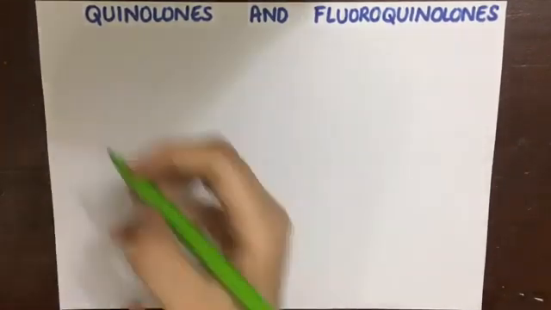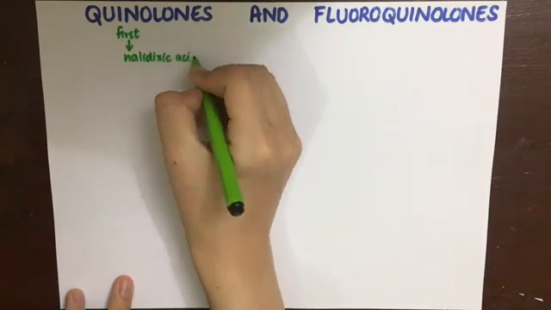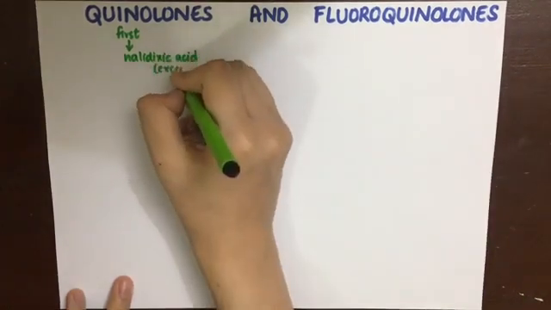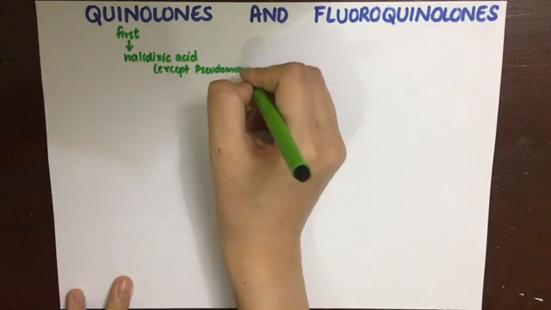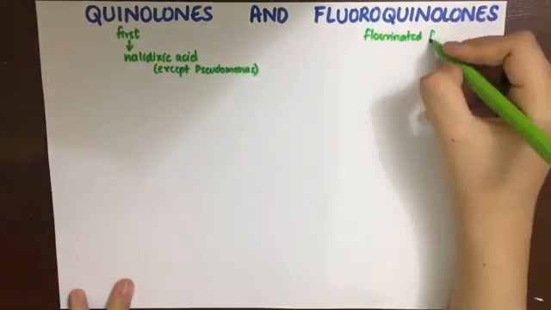The next nucleic acid synthesis inhibitors are quinolones and fluoroquinolones. The first quinolone was nalidixic acid. It was actually a urinary antiseptic against E. coli, Proteus, Klebsiella, Enterobacter, Salmonella, Shigella, but not Pseudomonas.